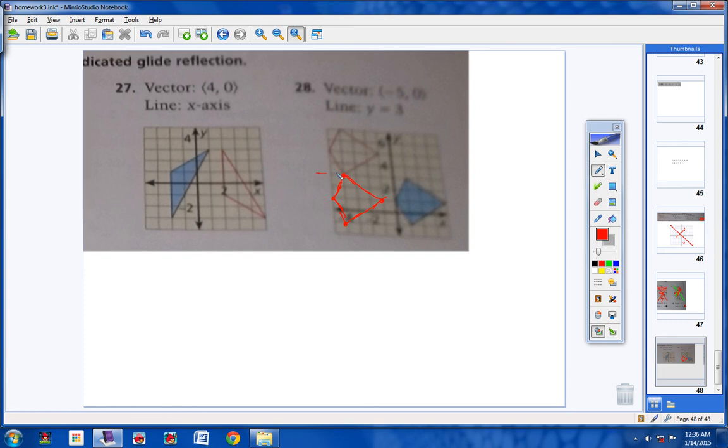Equals 3 is right here, a horizontal line going through us. This is really easy here, guys. Anyone can see this. If you take this figure here and flip it around this red line, it's going to fall right here. It's going to land right here. And so that's why your answer is that red figure right there, okay? So your answer would be that right there, okay?